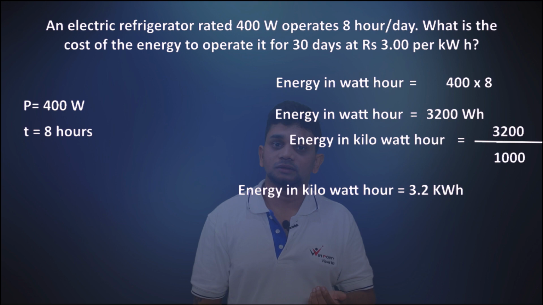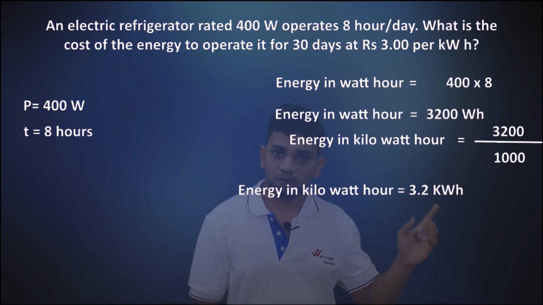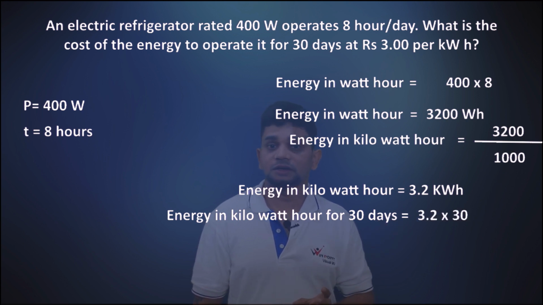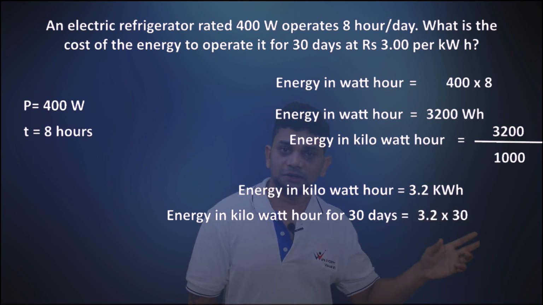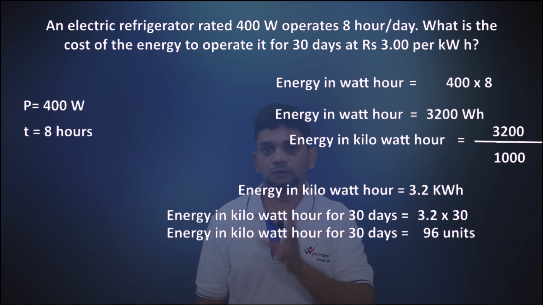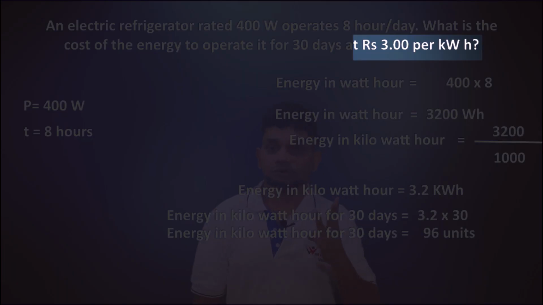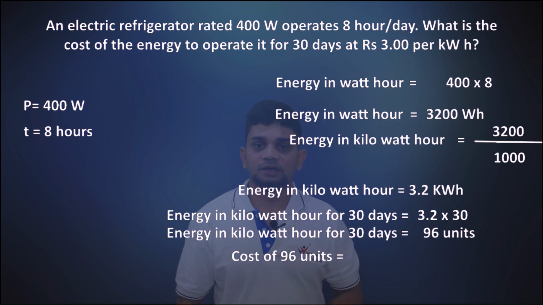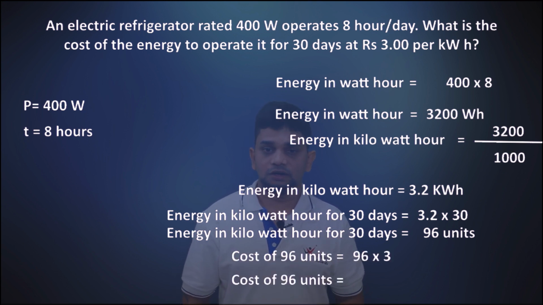What about 30 days? For 1 day 3.2 kilowatt hour, then for 30 days the energy in kilowatt hour will be 30 into 3.2. It will be 96 unit. So for 1 month, 96 unit. 1 kilowatt hour means 1 unit. So it is 96 unit. The cost of 1 unit is 3 rupees. Then what about 96 unit? Cost of 96 units will be 96 into 3. Cost of 96 unit is rupees 288.